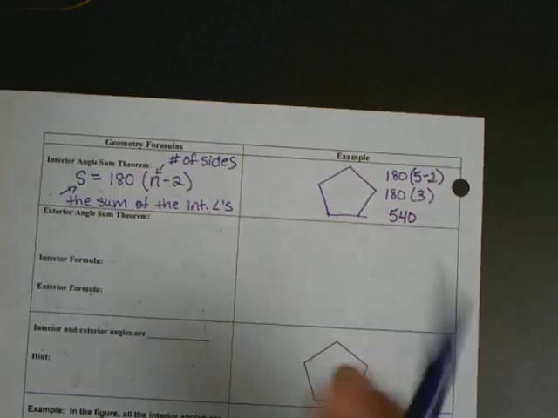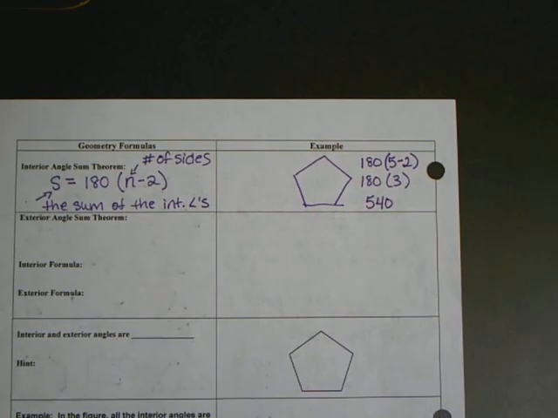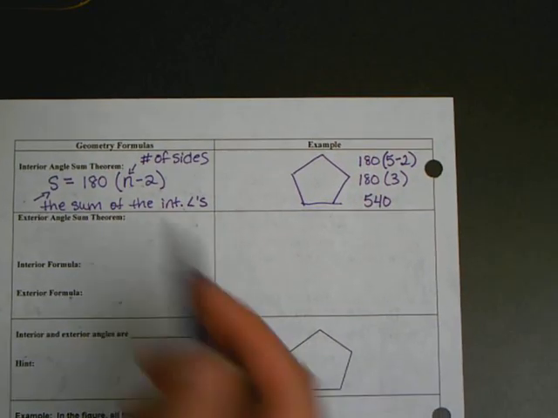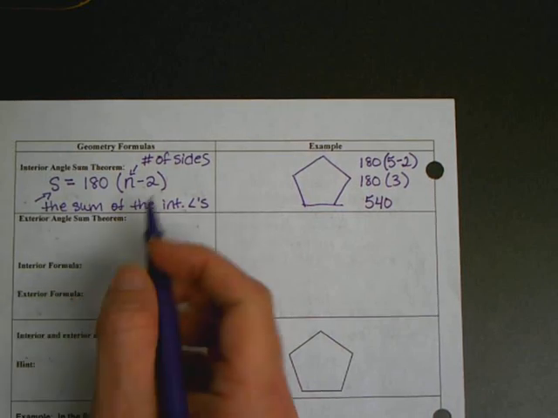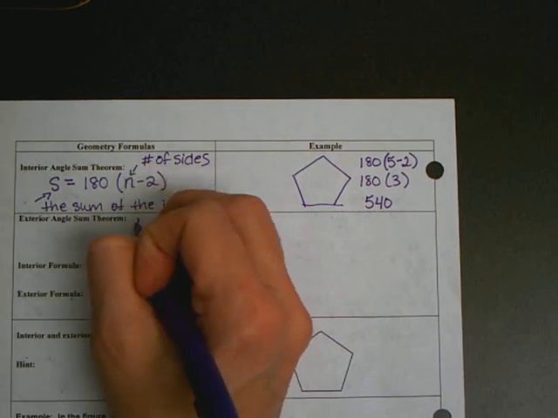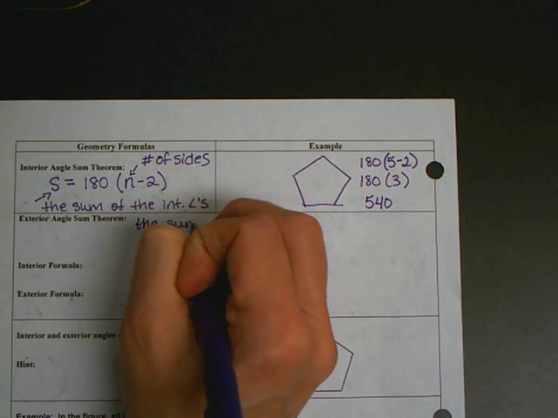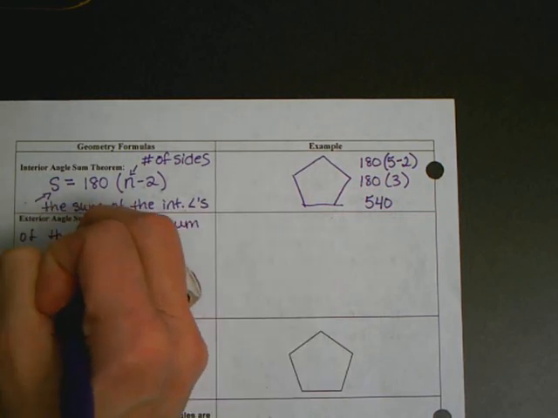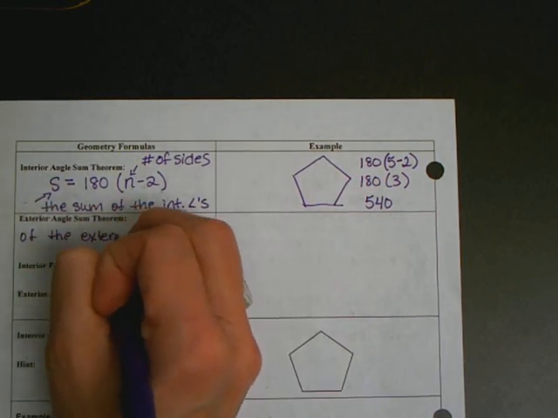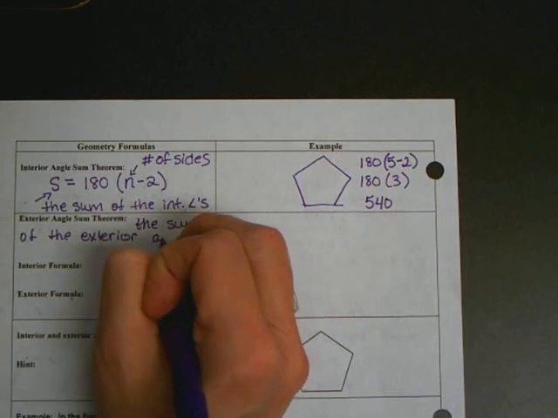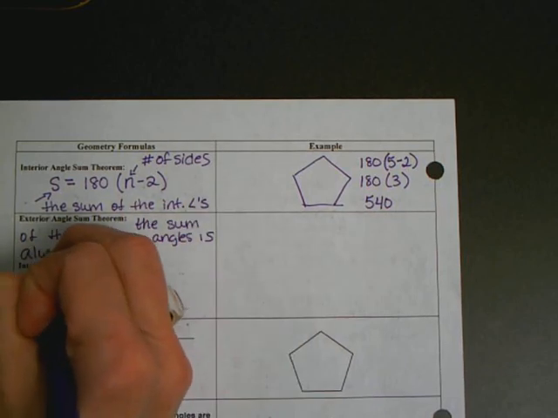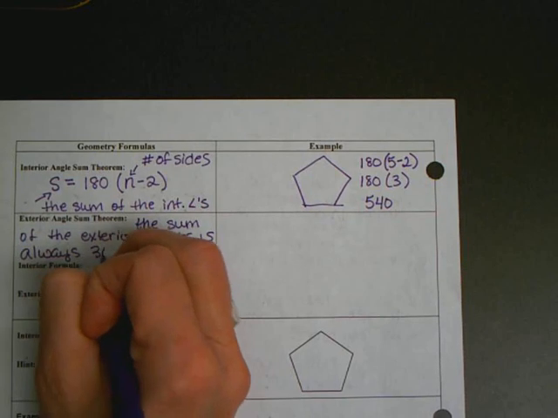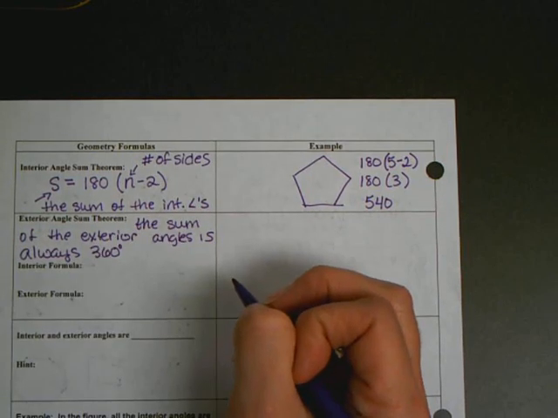Okay, I'm going to stop right there and then we're going to do some more to it in just a second. Here's your exterior angle sum theorem. What this one states is that the sum of the exterior angles is always 360, just like I told you on the front side of the notes. Always 360 degrees. All right.